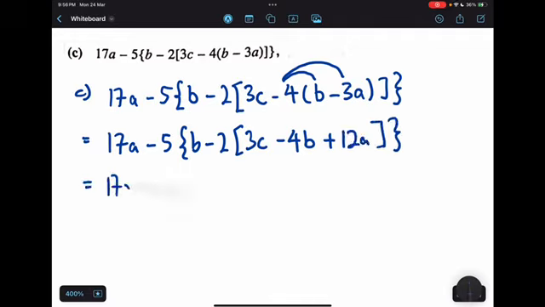Next, what do we have? We have 17a minus 5, b, and our next bracket that we need to expand. Using the rainbow method, I have negative 2 multiplied by positive 3c, negative 2 multiplied by negative 4b, and negative 2 multiplied by positive 12a.